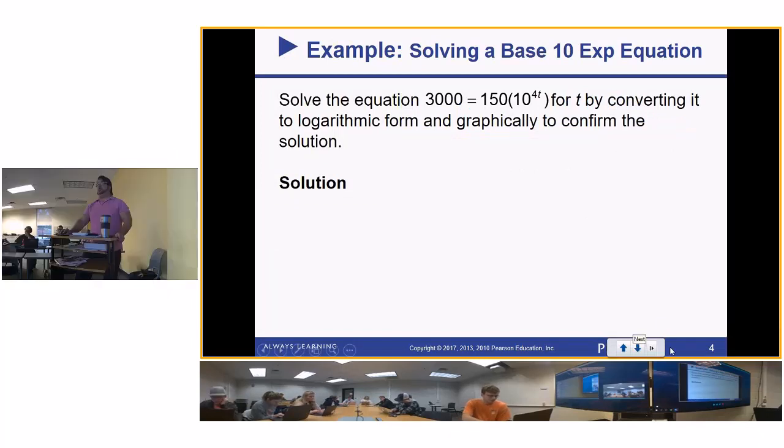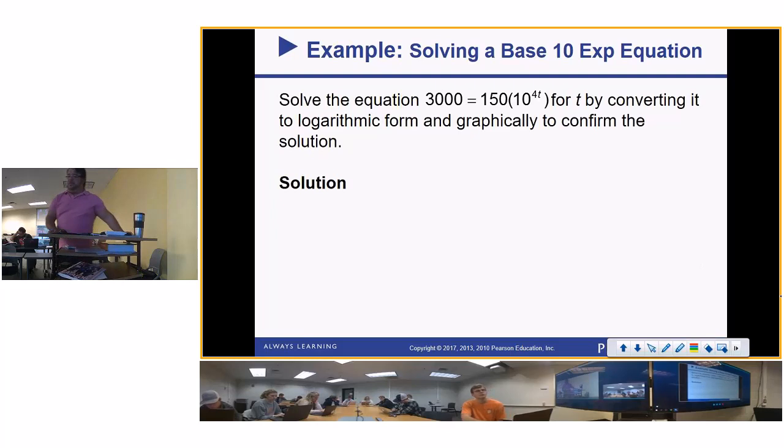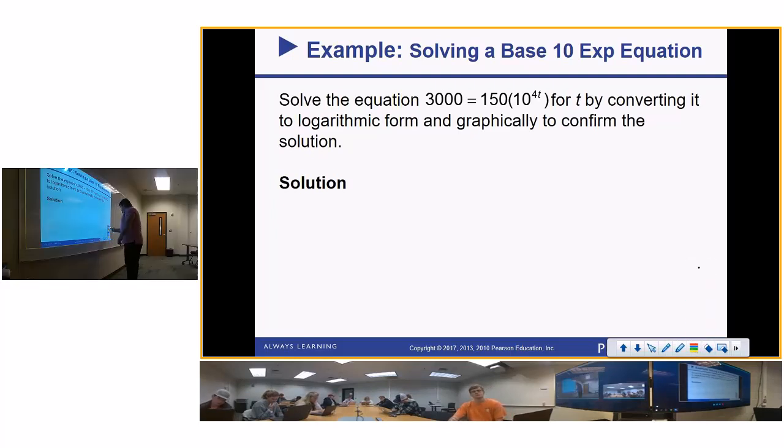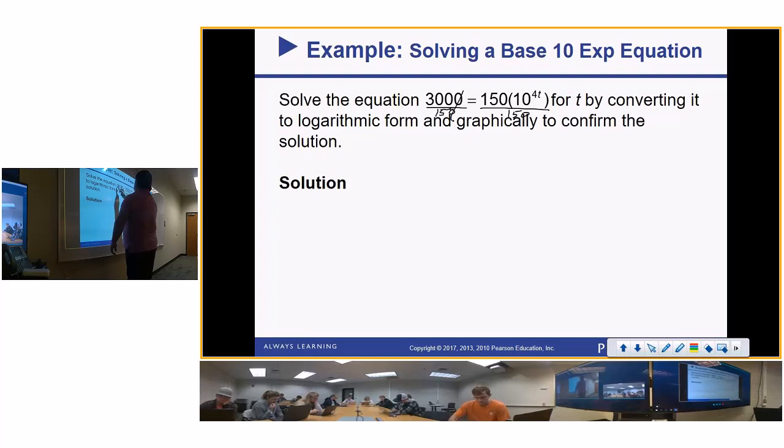So, at this point, we're going to take our handy-dandy divide by 15, or 15 on both sides, basically, because the 0 is going to cancel. So, I'm going to divide by 150, divide by 150, and that goes out. And what's 300 divided by 15? 20? Yeah. 20 is equal to 10 to the 4t, and this is the definition of logarithm.